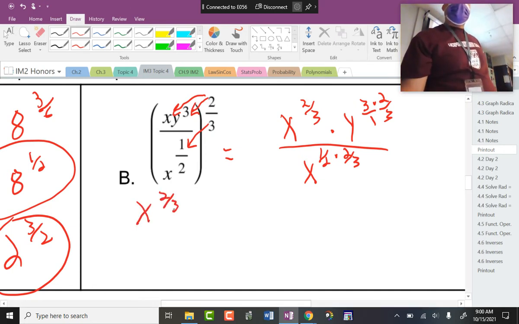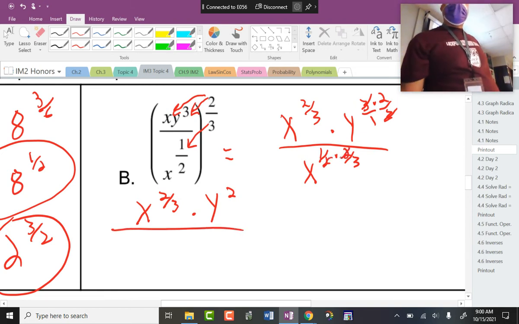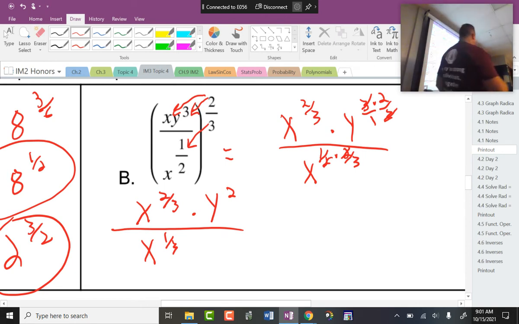All right, I do have a couple more things to do. This is x to the 2/3 times y. The 3's cancel. Oh, nice. Y squared, no fractional exponent. And then down at the bottom, the 2's cancel. Please keep track of your numerator and denominator. This is x to the 1/3, not x to the 3rd. A lot of people try to say 3's on the top now.